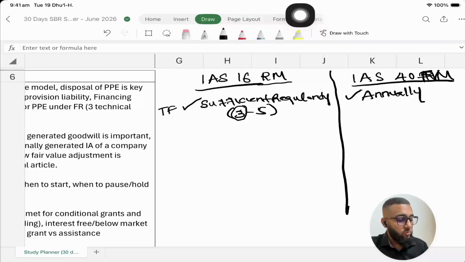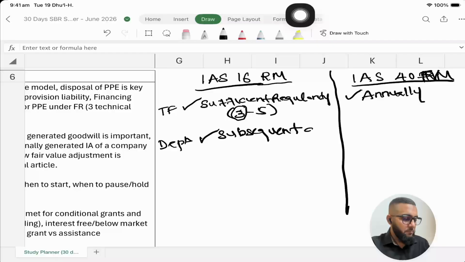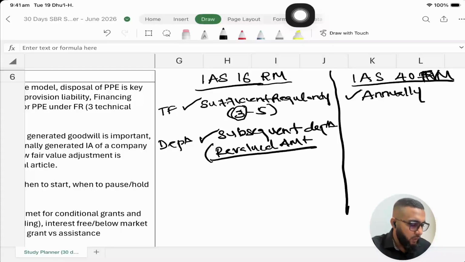Then difference number two is from the depreciation aspect. When I take the IAS 16 revaluation model, there is subsequent depreciation. Subsequent depreciation is going to be based on the revalued amount over the remaining useful life. So this is the subsequent depreciation.